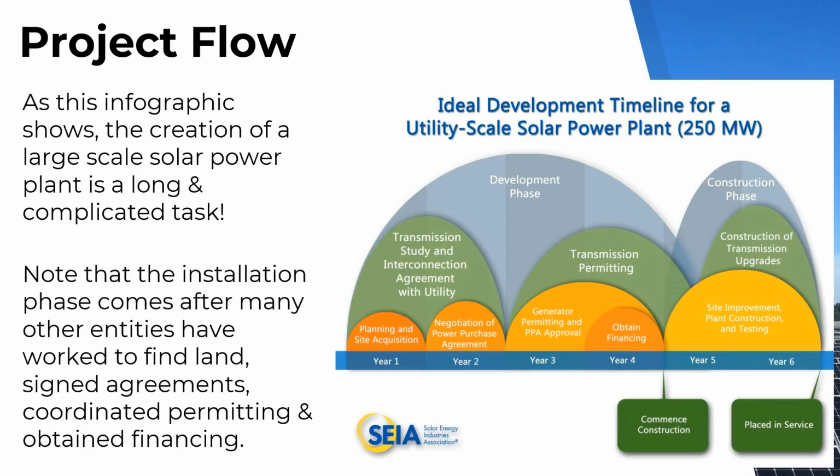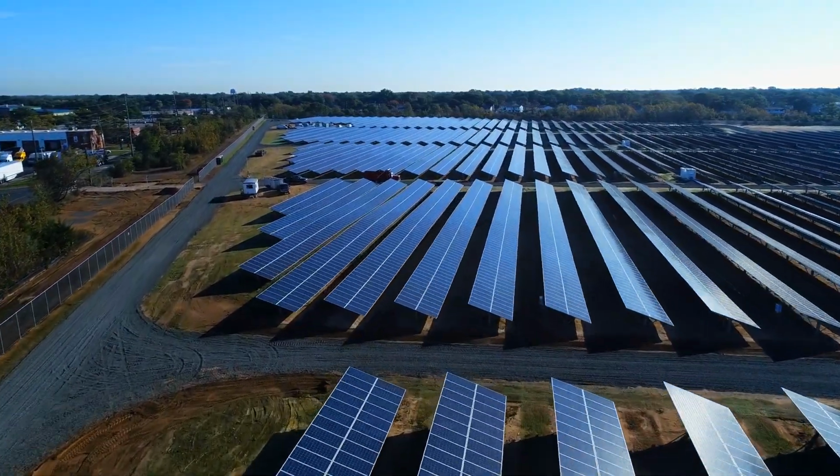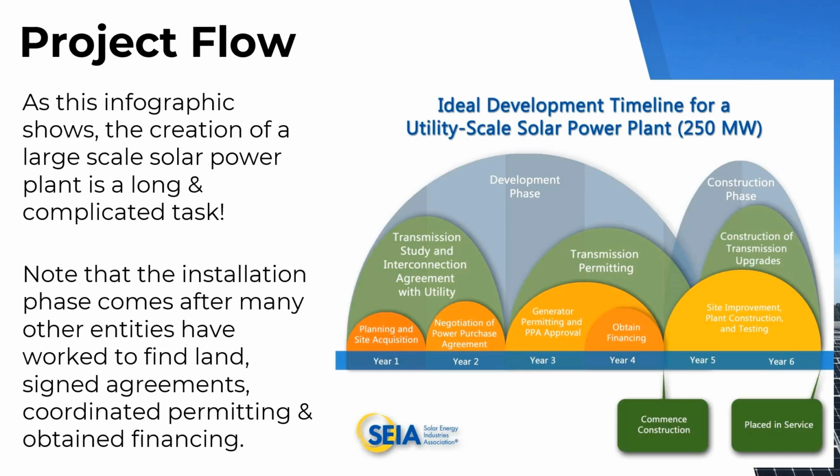Let's just take a quick moment to ensure that you understand generally how a project moves through the process of initiation all the way through to completion. The development process for a utility-scale solar power plant can vary depending on a number of factors, such as the size and complexity of the project, local regulations and permitting requirements, but typically includes the stages shown here in this infographic. We start with planning and site acquisition.